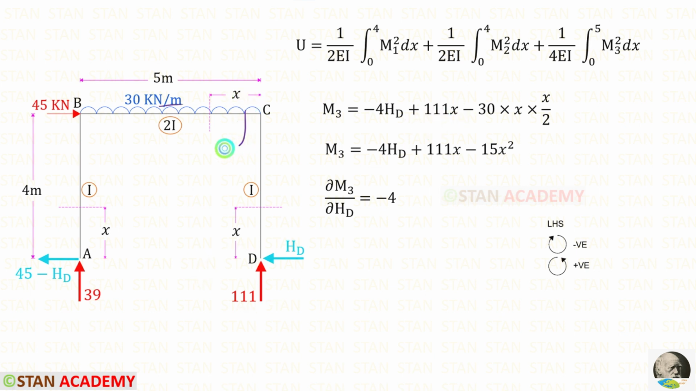The UDL is acting in the clockwise direction, so it will be negative. We know that with the UDL we have to multiply the distance and then the distance by 2. We have to partially differentiate M3 with respect to HD. For HD, it will be 1. In these two terms, there is no HD, so the differentiation will be 0. Minus 4 into 1, it will be minus 4.